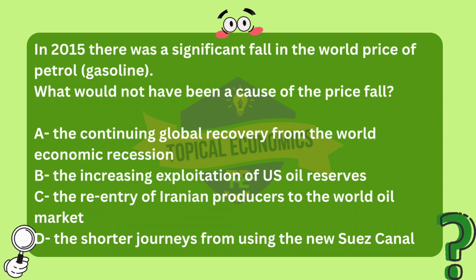Moving to question 11. In 2015, there was a significant fall in the world price of petrol, gasoline. What would not have been a cause of the price fall? A. The continuing global recovery from the world economic recession. B. The increasing exploitation of U.S. oil reserves. C. The re-entry of Iranian producers to the world oil market. D. The shorter journeys from using the new Suez Canal. This question is from year 2017 May-June version 2.